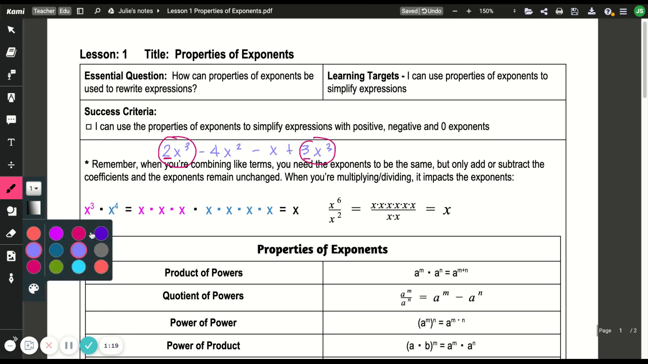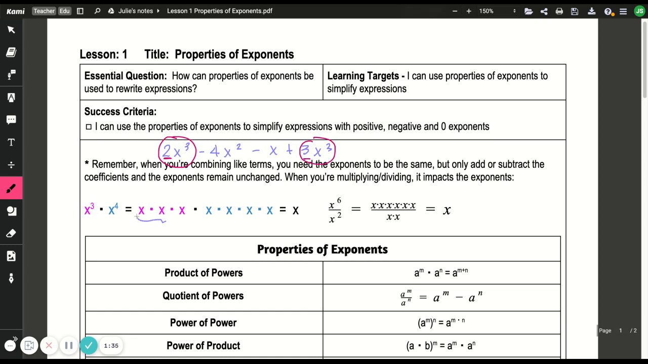When we're multiplying, however, and so I did it with these first two powers, I'm not going to do all of them this way. When you're multiplying, the exponents are affected. So x to the third means x times x times x. That's what exponents mean, that you're repeatedly multiplying. And then x to the fourth is 4 x's multiplied. So if you write it out this way, you can see that we are now multiplying 1, 2, 3, 4, 5, 6, 7 x's. So x to the 7th.